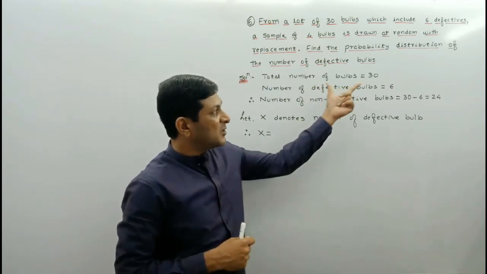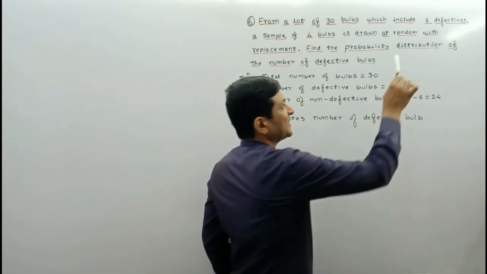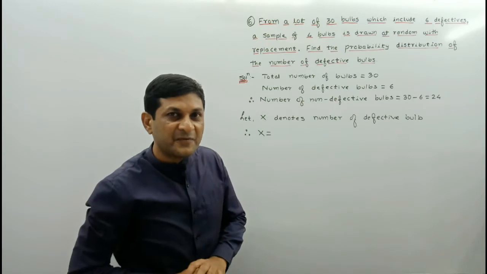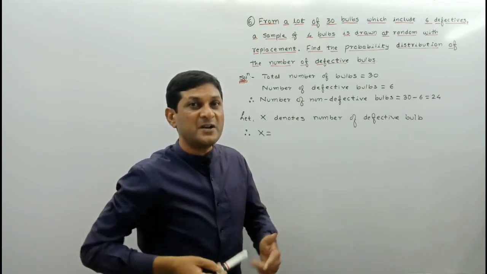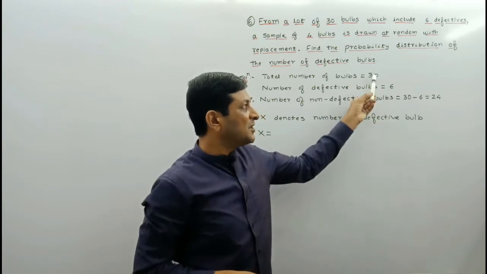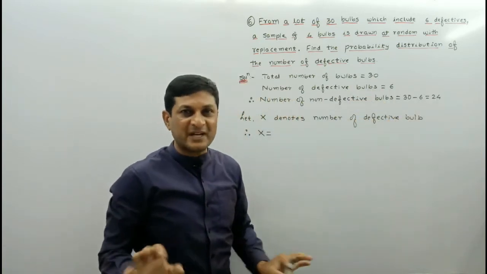Here the total number of bulbs is 30. It is given to us. From these 30 bulbs, how many defective bulbs are there? 6 bulbs are defective. If 6 bulbs are defective, to find the non-defective bulbs, we have to remove these 6 bulbs from the 30. So 30 minus 6 will be equal to 24. So 24 are what? Non-defective bulbs.